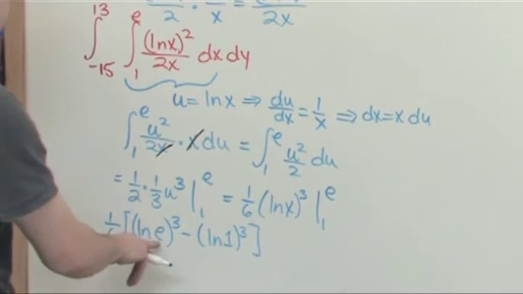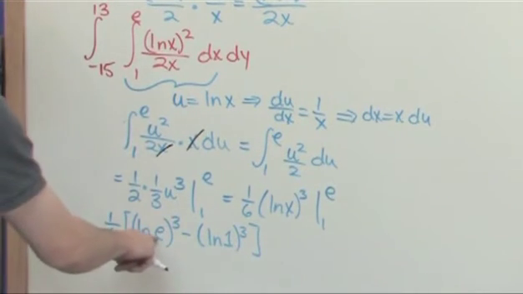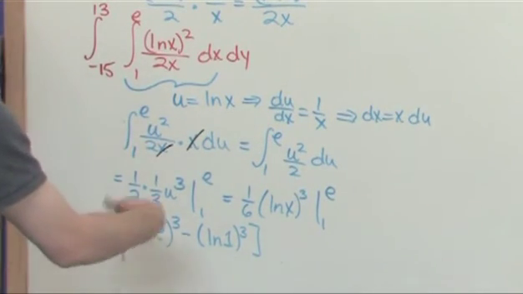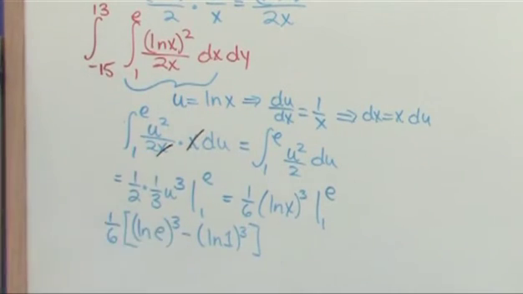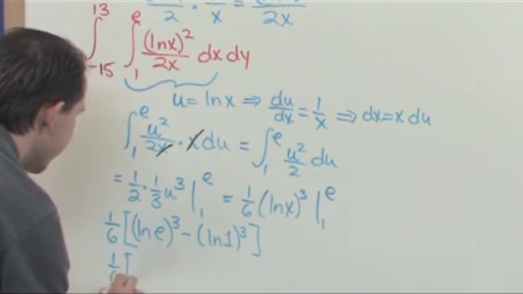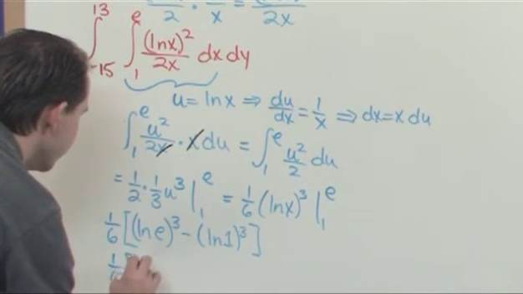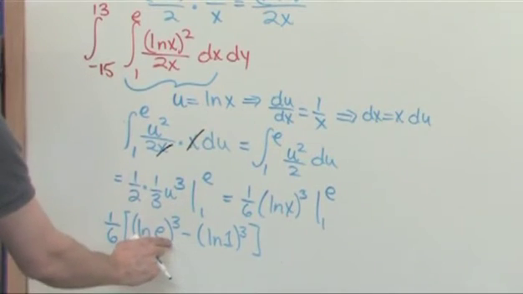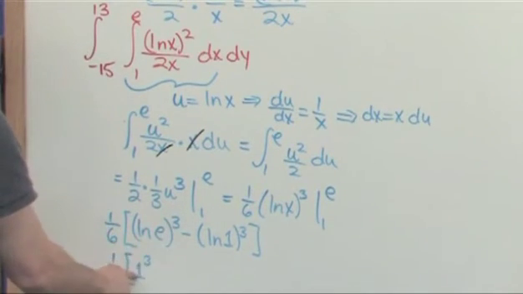Now let me ask you this. What's the natural log of e? The way you read this is base e. So e to the power of something gives me e. The only way that can happen is if it's 1. So what this is going to work out to be is 1/6, and on the inside this is going to be 1 cubed. This evaluates to 1. E to the power of 1 gives you e.